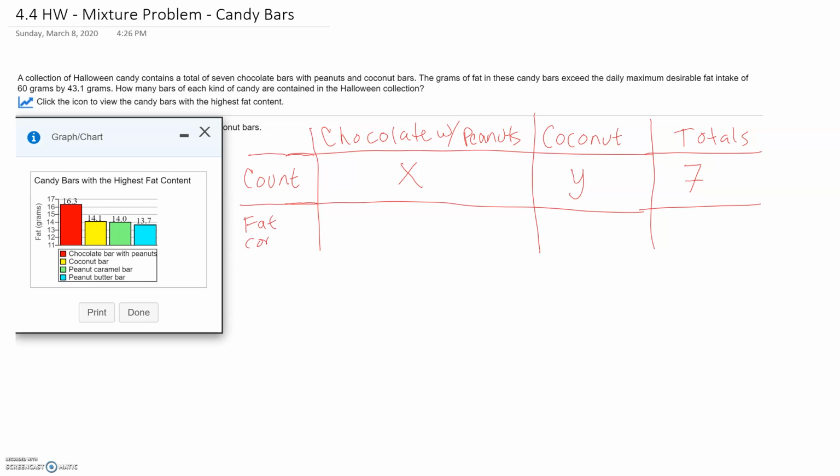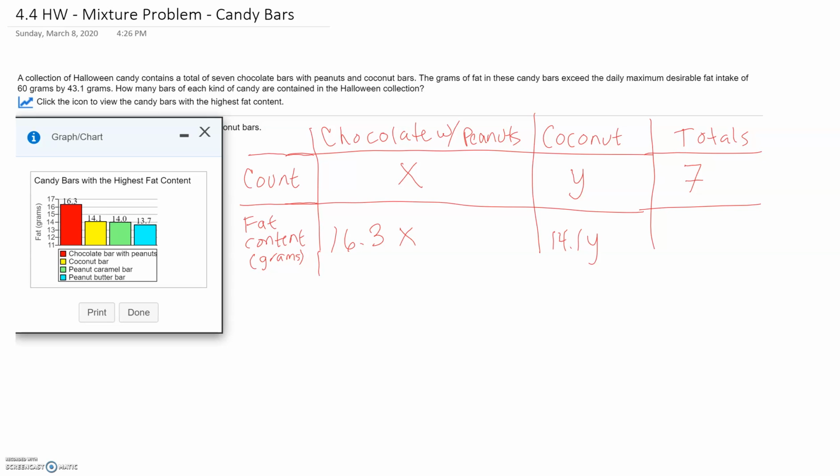So fat content. And this is actually in grams, so we'll be even a little more specific. While we don't know how much fat content is in the total amount of chocolate with peanuts bars, we do know that each one contains, from the table that I opened up here, the chart, 16.3 grams. And if I have X of them, I have to multiply that by X to get the fat content in all those candy bars. And the coconut ones contain a little bit less, 14.1, so 14.1 times Y.